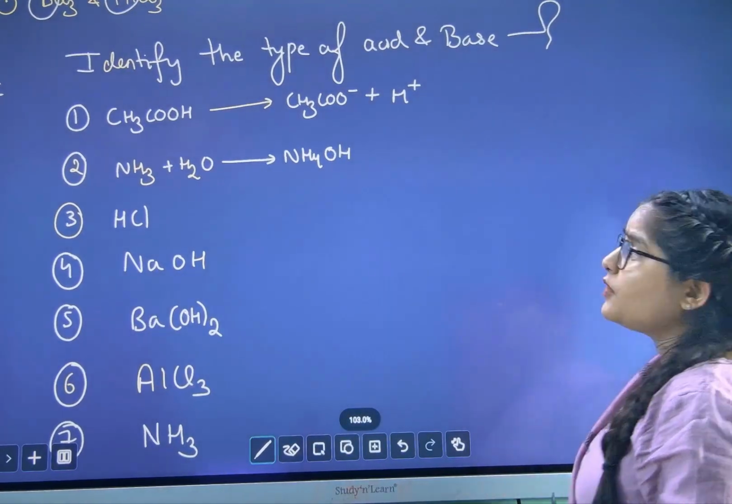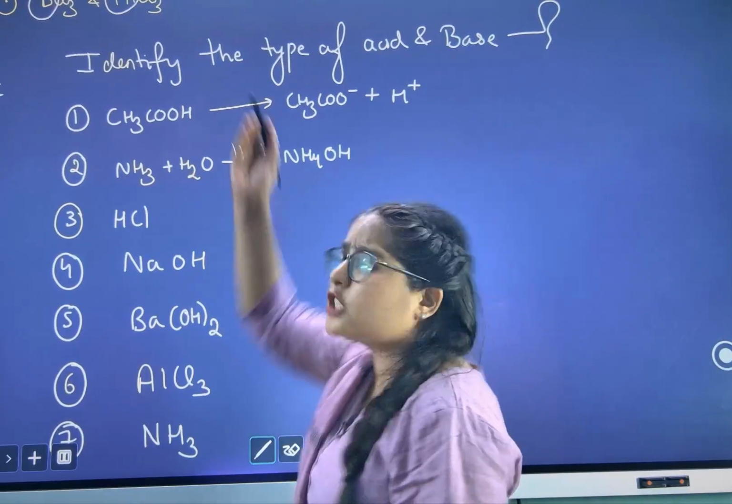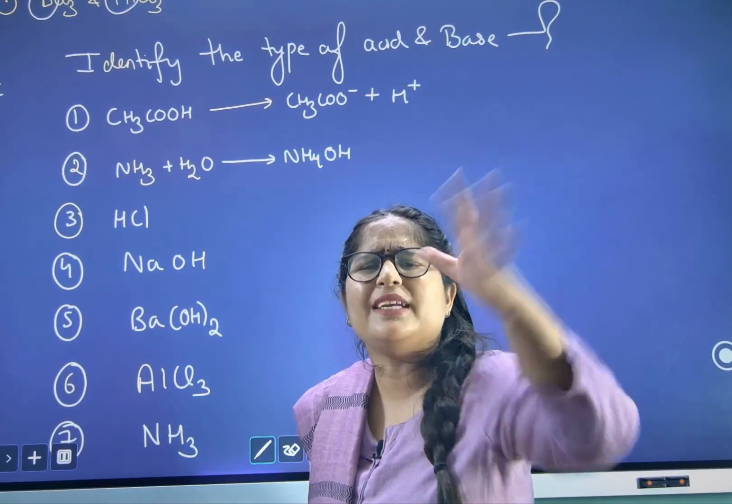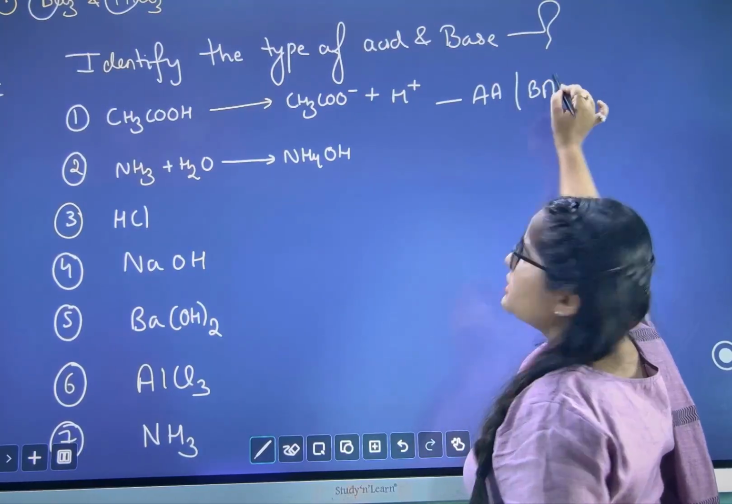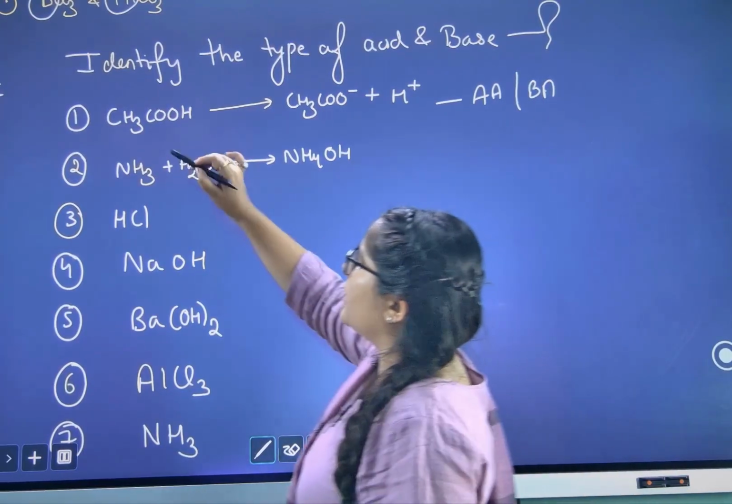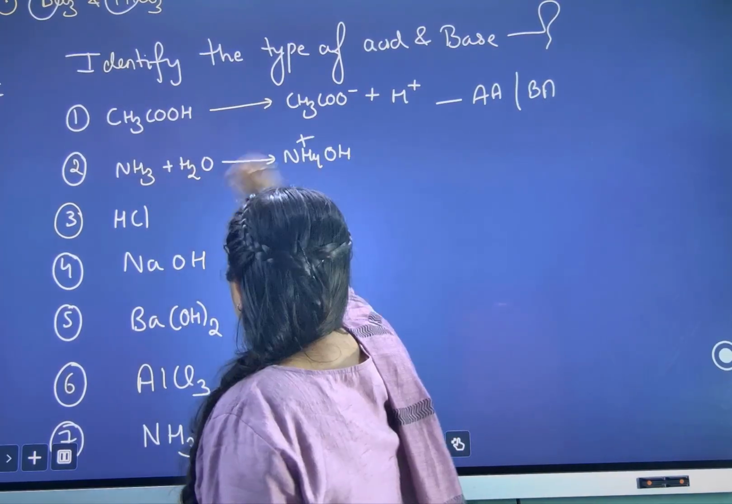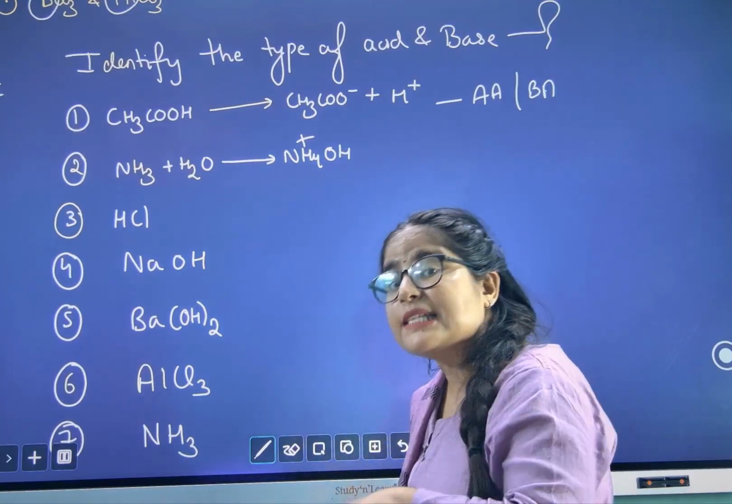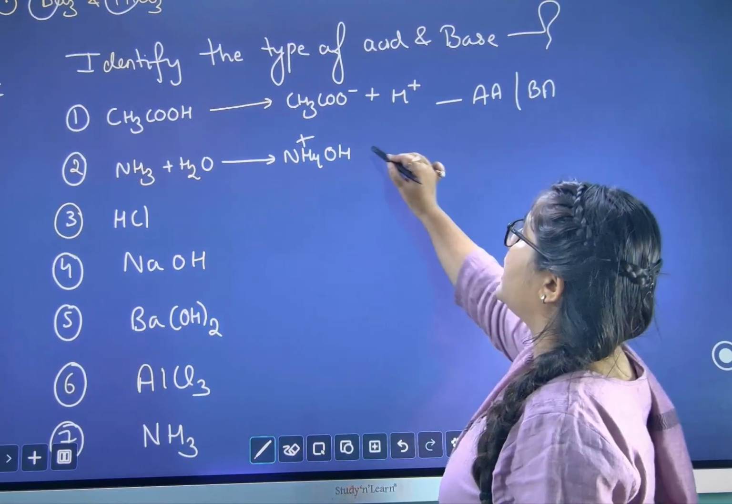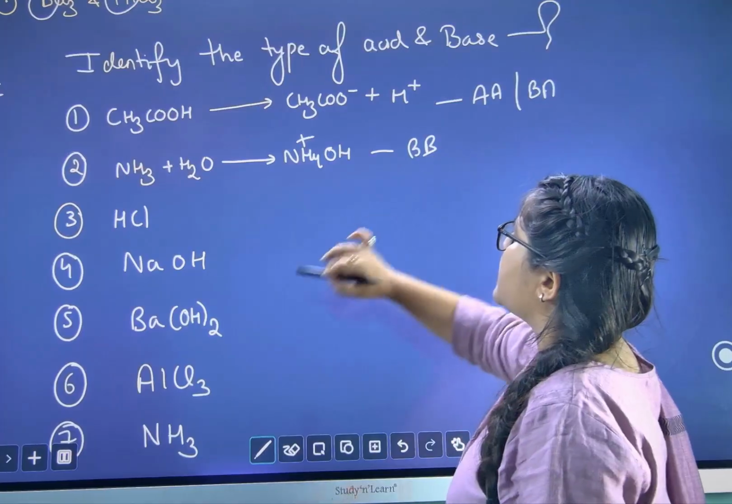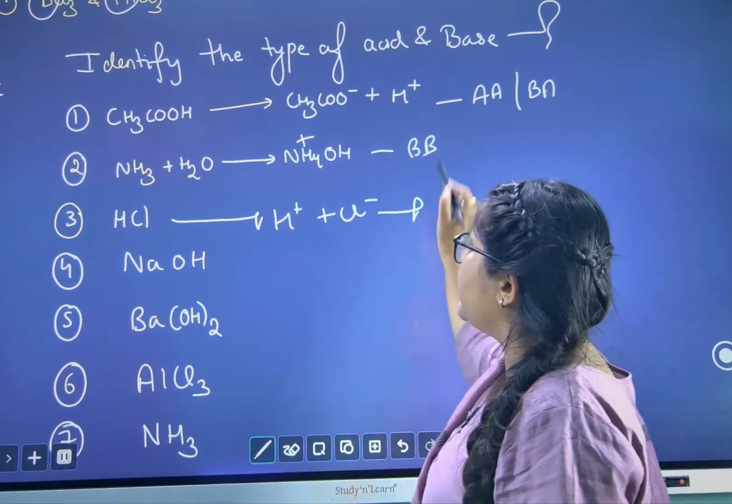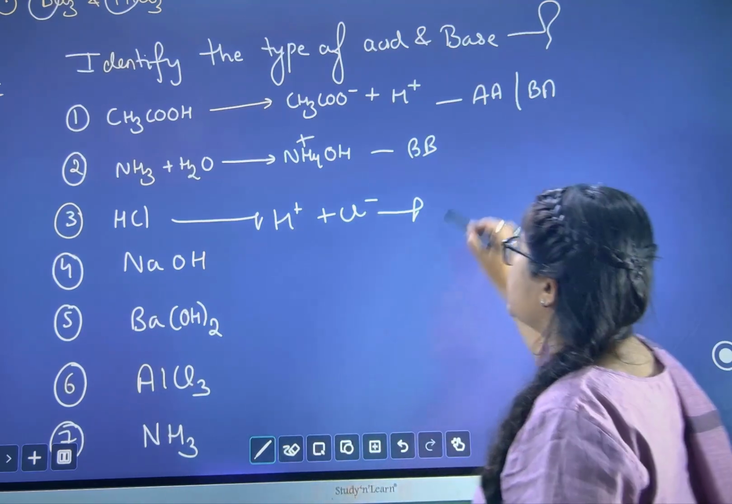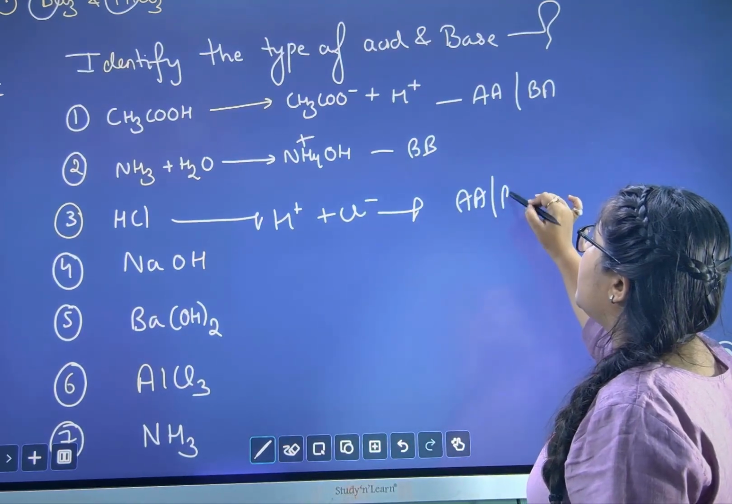Let us see the next question. Identify the type of acid and base. First, CH3OH, what is it doing? It will donate H+, which means it is an Arrhenius acid or Bronsted acid, whatever you want to say. Next, NH3, it is accepting one hydrogen. Can you see? It is a proton acceptor, which means it is a Bronsted base. HCl will donate H+ and Cl-, right, in aqueous medium. Giving H+ means it is either an Arrhenius acid or Bronsted acid.